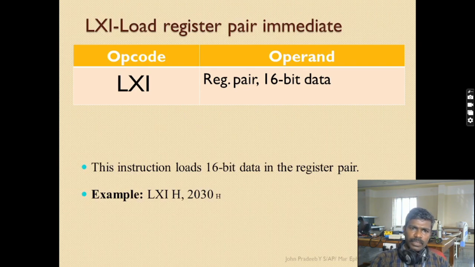The next we can see is LXI. Already I told you X means register pair and I means immediate. So load register pair immediate: the 16-bit data is directly loaded into the register pair. So 2030 is the data. 20 is moved to H of the HL pair, and 30 is moved to L.